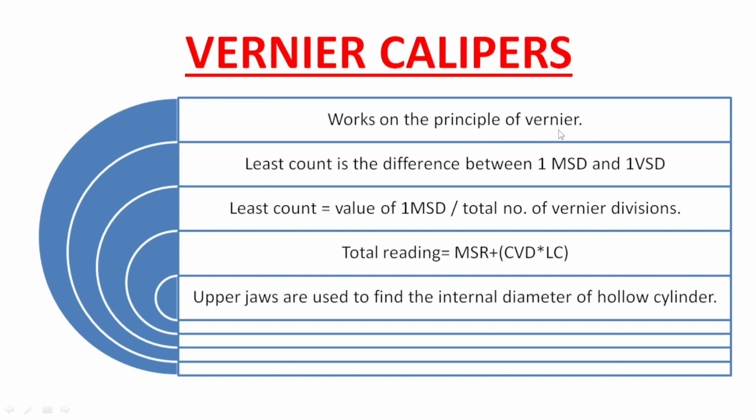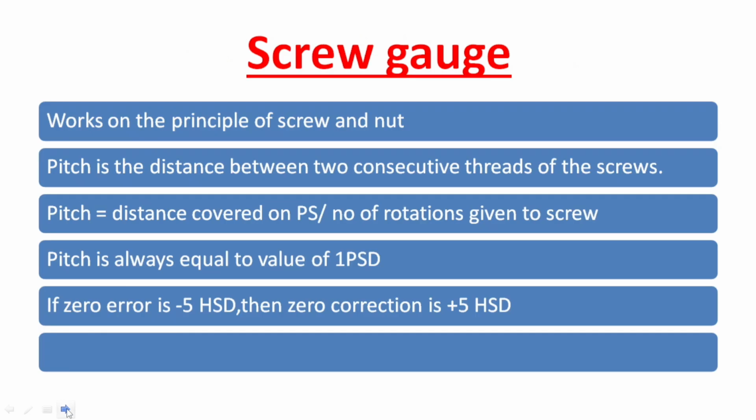It works on the principle of vernier, and least count is the difference between one main scale division and one vernier scale division. So least count is the value of 1 MSD, main scale division, divided by the total number of divisions. Total reading is MSR, main scale reading, plus CVD, coinciding vernier division, into least count. This is the formula for the vernier caliper, and the upper jaws are used to find the internal diameter of a hollow cylinder.